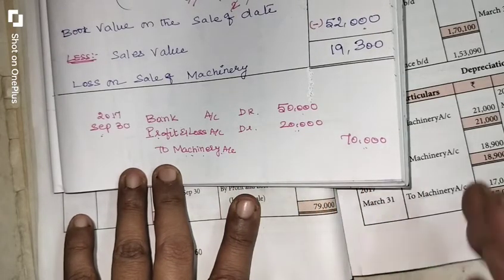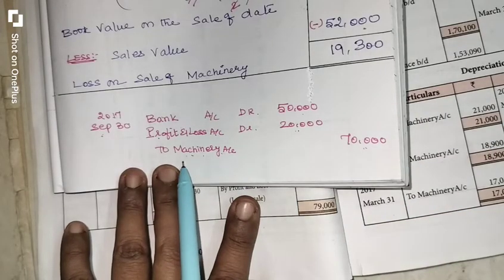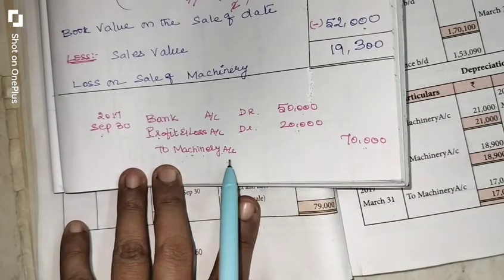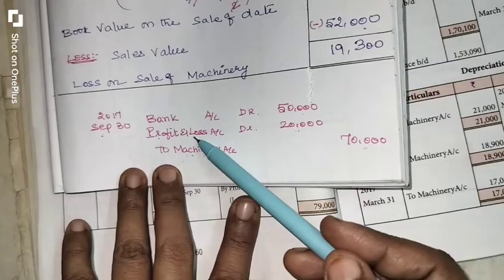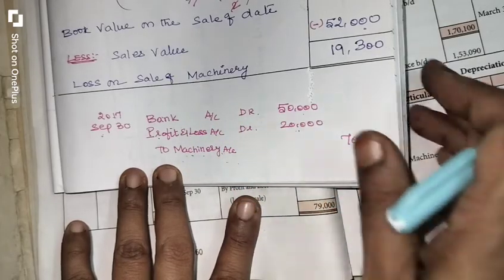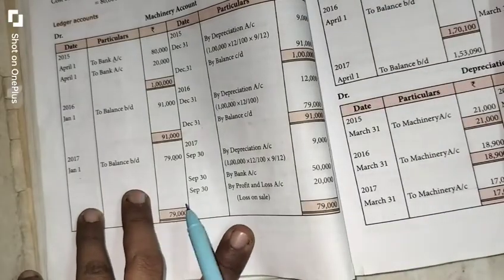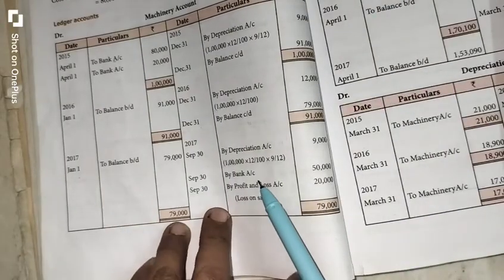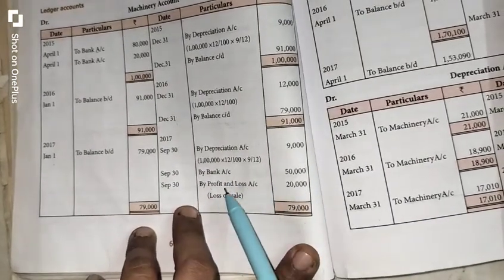So where is the machinery account? Machinery account is on the credit side. So you go to the credit side, you have to enter the opposite accounts, bank account and profit and loss account, 50,000 and 20,000. So on September 30 you enter to bank account 50,000, profit and loss account 20,000.